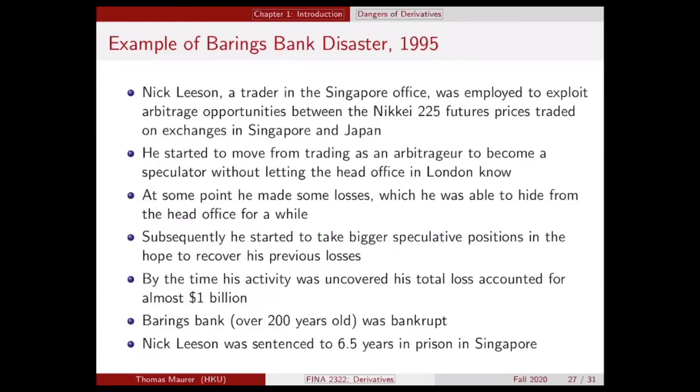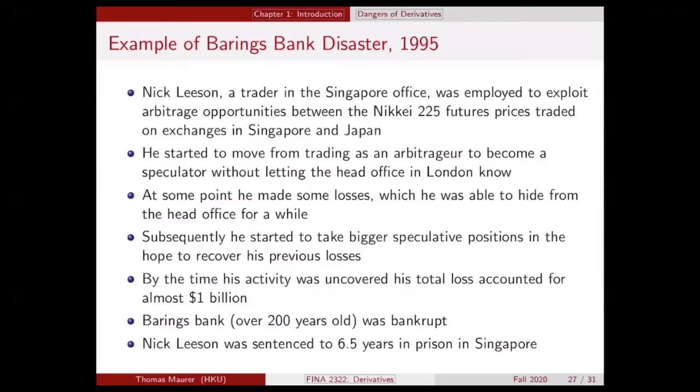And they sent Nick Leeson to the Singapore office to trade Nikkei 225 futures. So these are futures written on the Japanese stock market. The reason why he had to trade these futures was twofold. On one side, they wanted him to look out for arbitrage opportunities, kind of similar to our example with the Apple shares. And as soon as one of these opportunities arises, he should lock them in and make some risk-free profits. And on the other side, he was supposed to just trade as a broker for some of the clients of Barings Bank, okay, and pocket some brokerage fees.